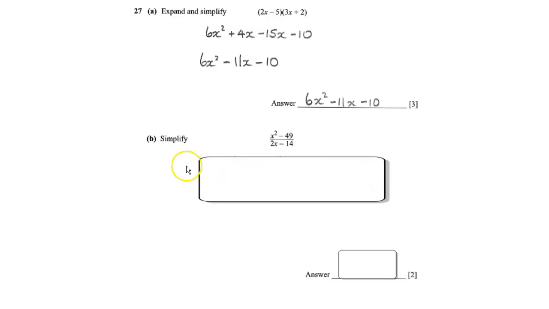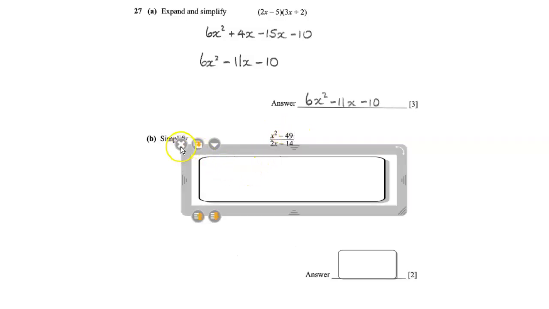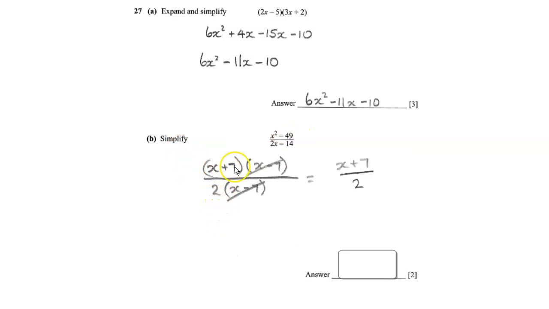So to simplify question B, we have to factorise these things and then cancel down. So the top one there, it's got a square here with a takeaway and then a square number there. So this is a difference of squares at the top. So factorising that would be x plus 7 and x minus 7.